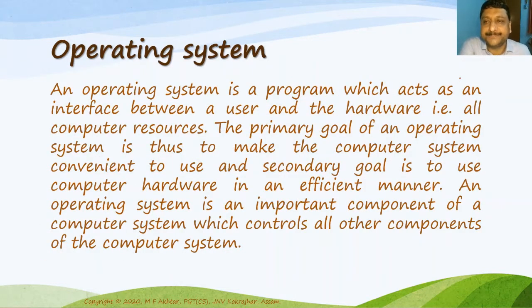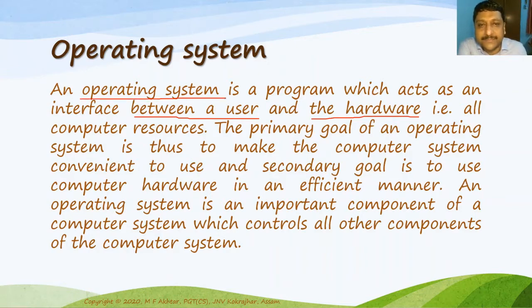Operating system is a type of system software. What is this operating system? An operating system is a program which acts as an interface between a user and the hardware. It means to communicate with the hardware, that is the computer hardware parts, the user must communicate with the help of this operating system.